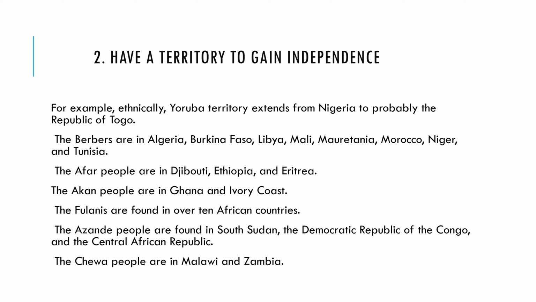The Berbers are in Algeria, Burkina Faso, Libya, Mali, Mauritania, Morocco, Niger, and Tunisia. The Afar people are in Djibouti, Ethiopia, and Eritrea. The Akan people are in Ghana and Ivory Coast. The Fulanis are found in over 10 African countries. The Azande people are found in South Sudan, the Democratic Republic of the Congo, and the Central African Republic. The Chewa people are in Malawi and Zambia.